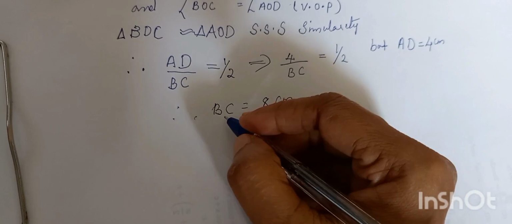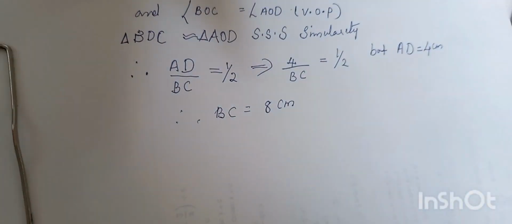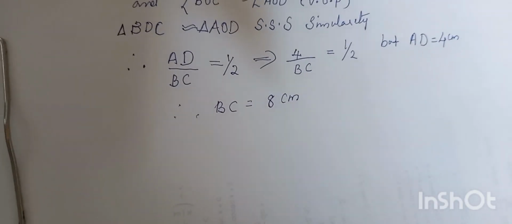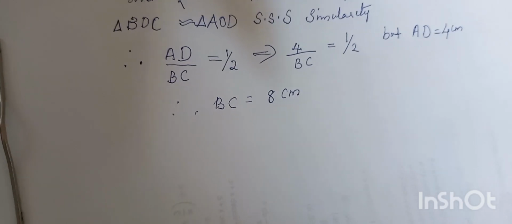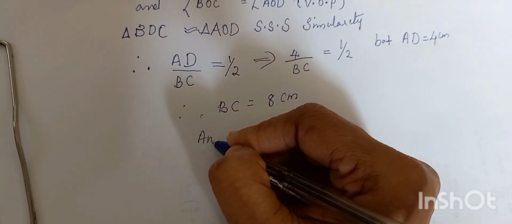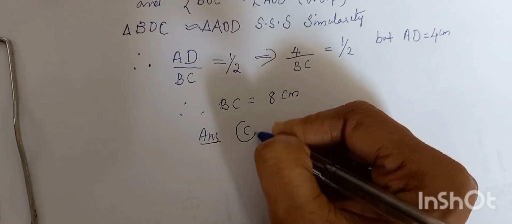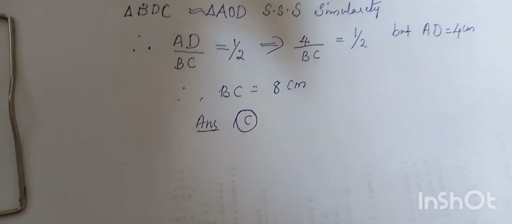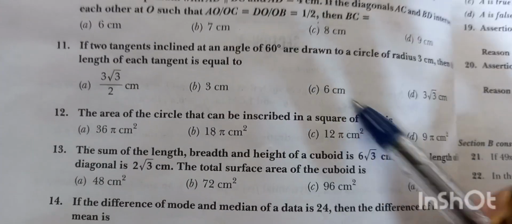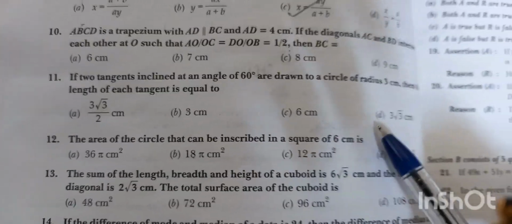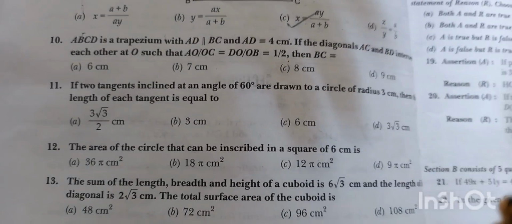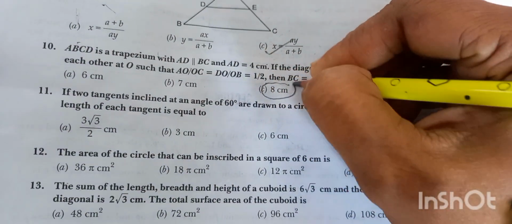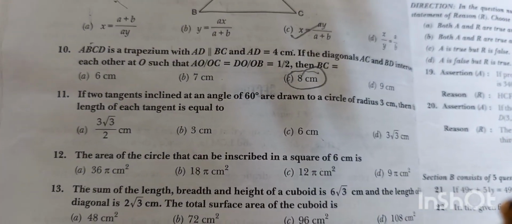So what is the option? The answer is C. Answer is C. Let's take the answer. See, this is the answer. So let's mark it. Option C is the answer.